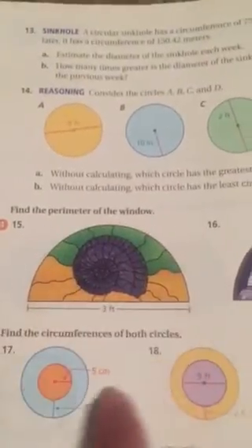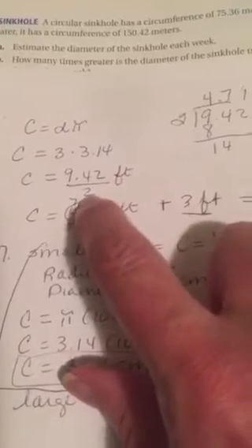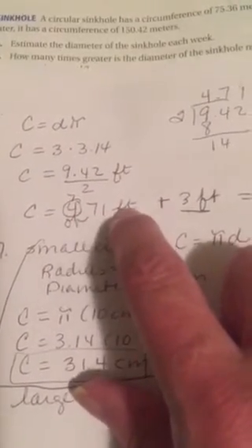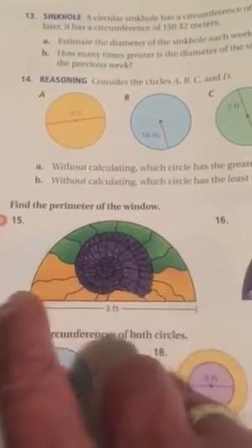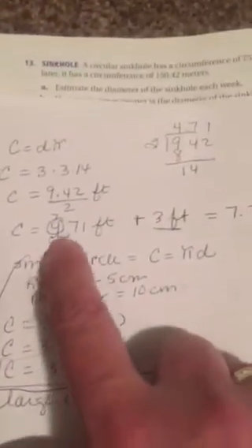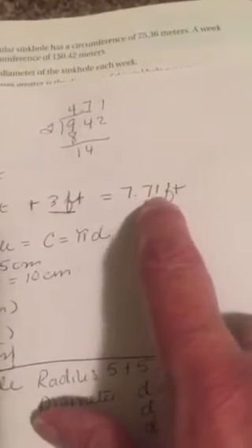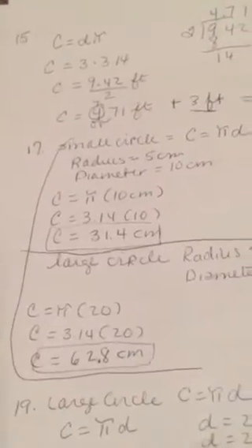The total circumference would be clear around here though, so we have to divide it by 2. We only have a half circle. So 9.42 feet divided by 2 is going to equal 4.71 feet. But we have to add the diameter to it because we want the perimeter. So we add that line. So we have 4.71 plus 3 feet equals 7.71 feet. Okay, that was number 15.